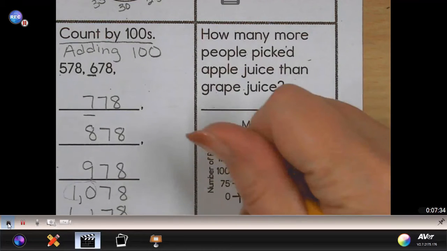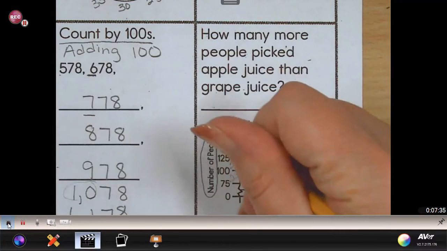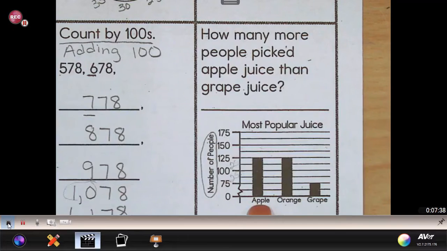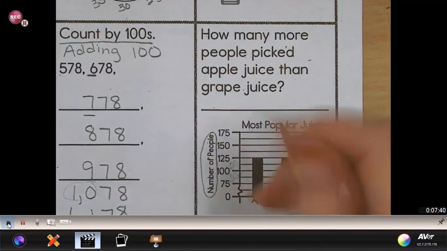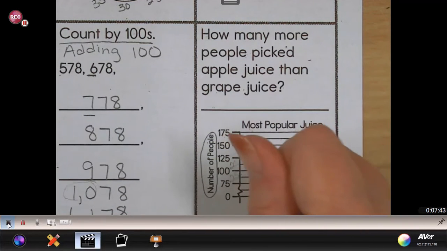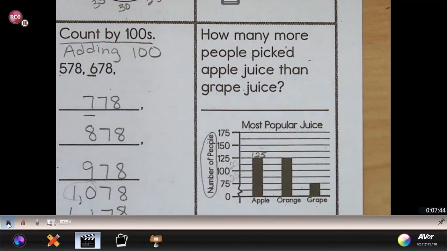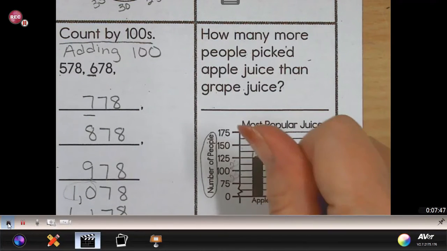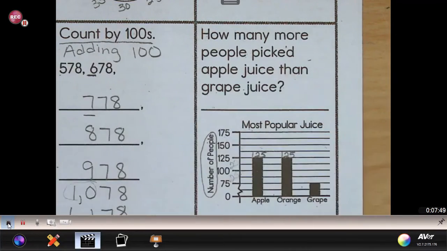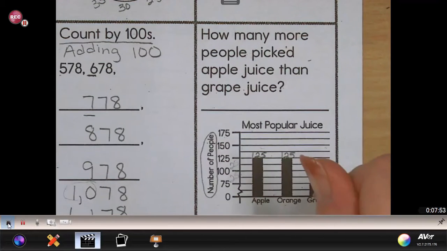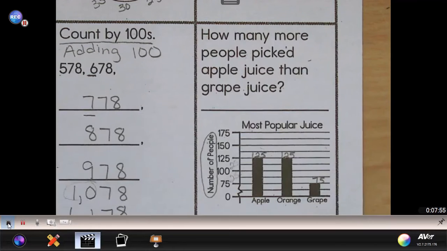Okay, so this is the number of people that like that kind of juice. So apple juice, there are 125 people that like apple juice. There are 125 people that like orange juice. And there are 75 people that like grape juice.